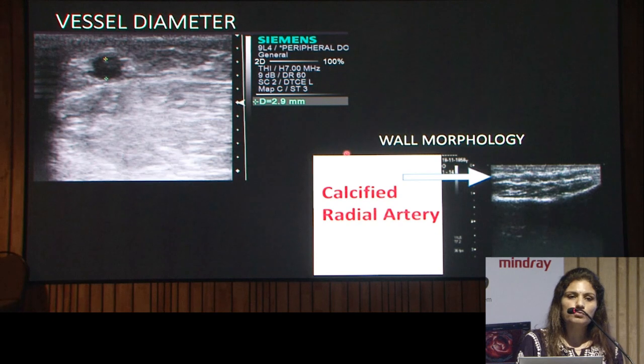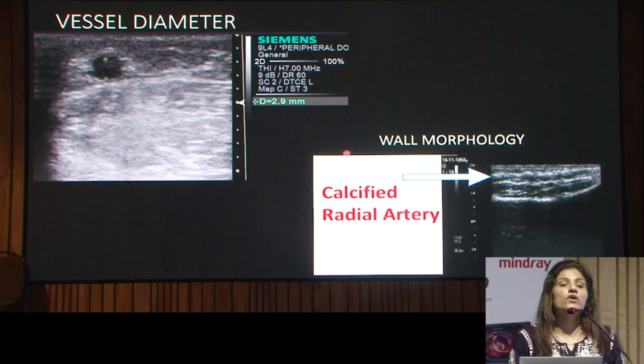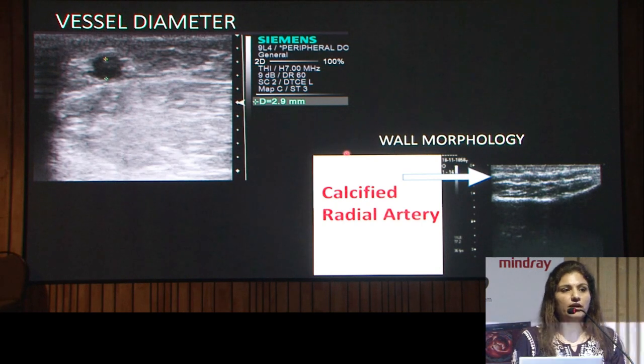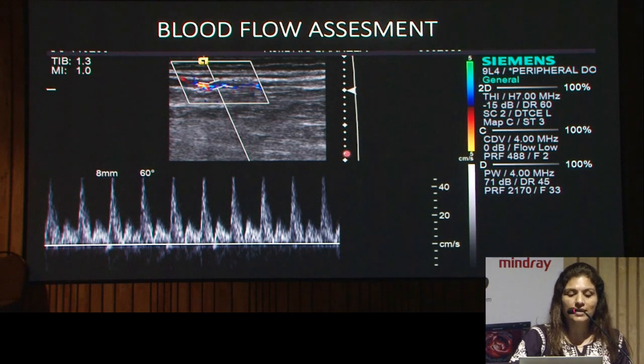Vessel diameter has to be taken in a transverse section of the artery. Mentioning wall calcifications is again very important, because a surgeon finds it tough to anastomose with a vessel which has a calcified wall. Also, arteries which have a bad wall morphology do not support fistula as for the blood supply. So it is important to mention whether the artery is healthy or it is calcified.